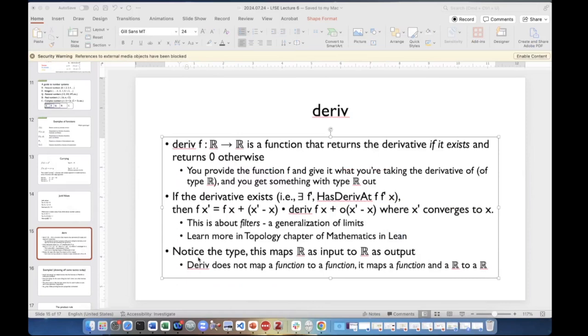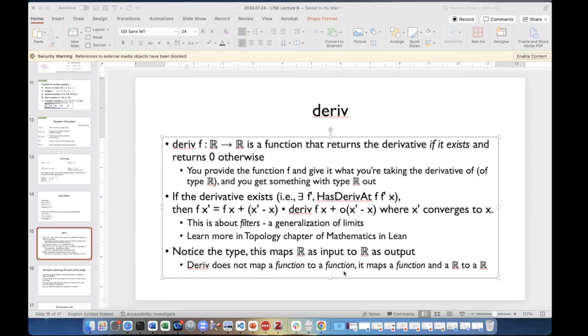But yeah, I'll wrap up this point that this maps R as an input to R as an output. But remember, that's just the type. Importantly, this doesn't map a function to a function, which is how you might think of it. When I think of differentiation, I think of x squared. Okay, that's a function, and it might map to 2x, a different function. But that's not how they define it.